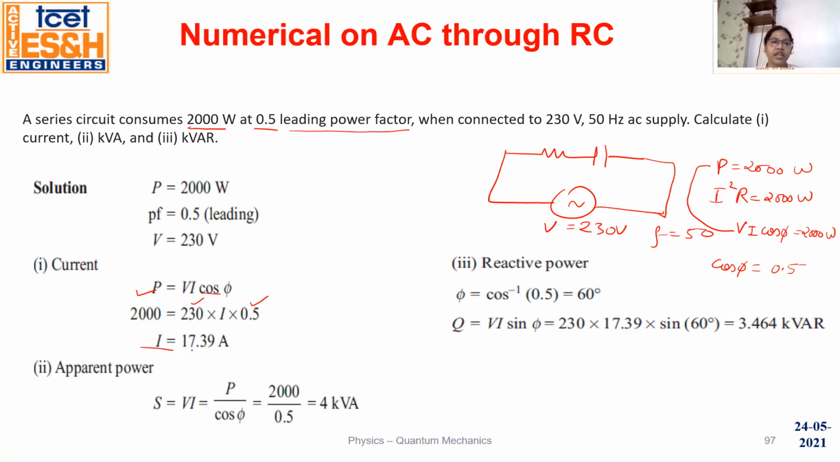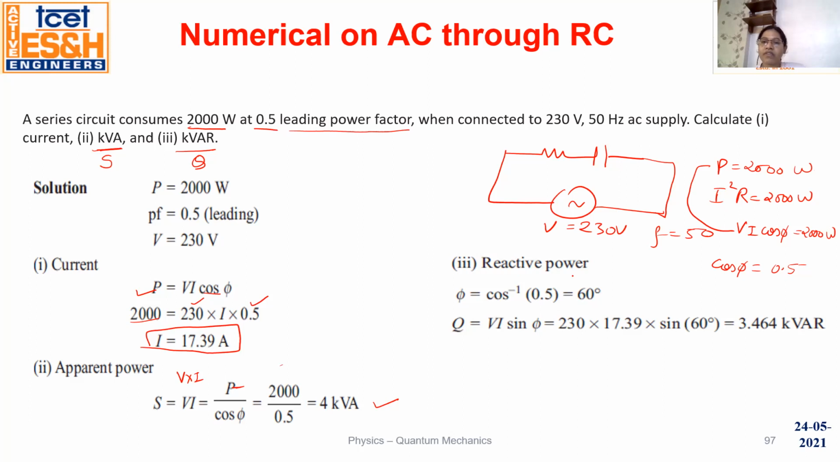So from here we can calculate I. First of all, we have to calculate kVA, meaning apparent power, and kVAR, meaning Q. Now from here we have the formula V multiplied by I, and you also have the value of power. Power is given as 2000, so 2000 divided by cos phi, which is 0.5, is equal to 4 kVA. So 4 kVA is nothing but the apparent power.